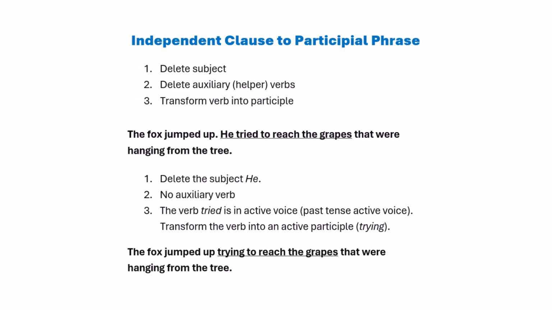The fox jumped up. He tried to reach the grapes that were hanging from the tree. So we delete the subject, he. There is no auxiliary verb in this case. Since the verb tried is in active voice, it is in past tense, but active voice. Tense and voice are completely different things. We transform the verb into its active participle, the ing version of the word, trying. The fox jumped up, trying to reach the grapes that were hanging from the tree.